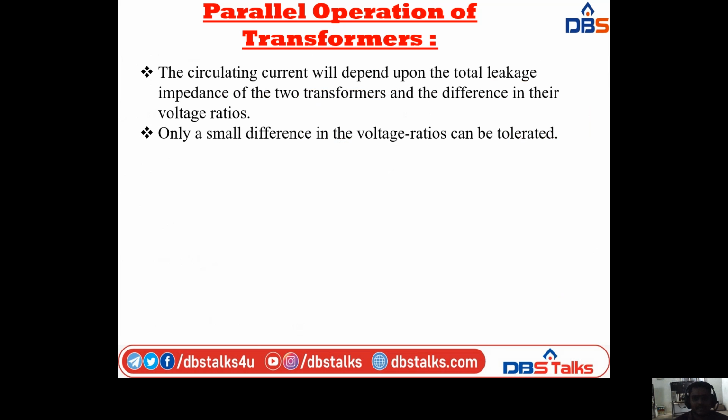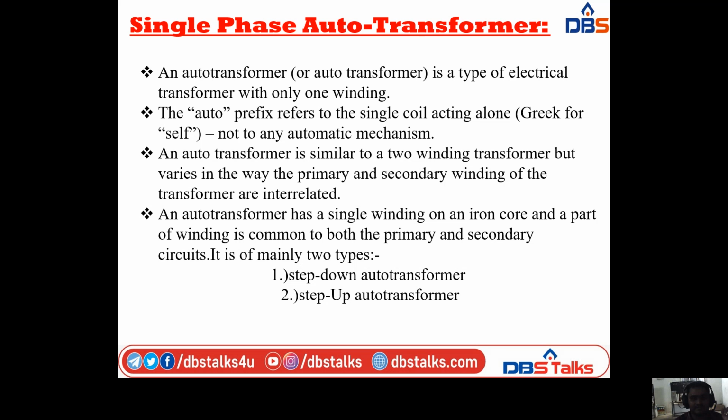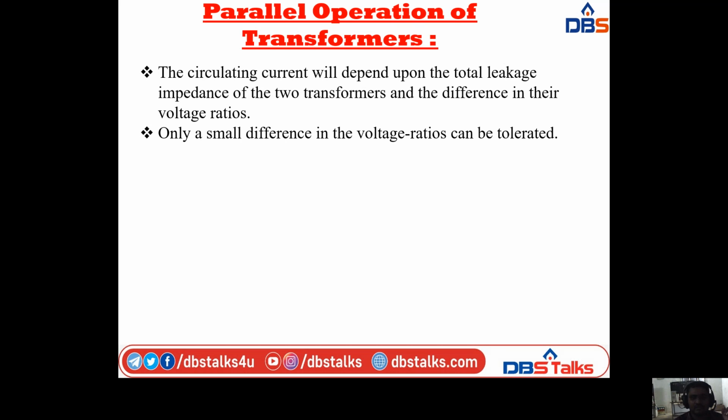The circulating current will depend upon the total leakage impedance of the two transformers and the difference in their voltage ratios. Only a small difference in the voltage ratios can be tolerated. So this is the explanation for the parallel operation of transformers at no load condition.